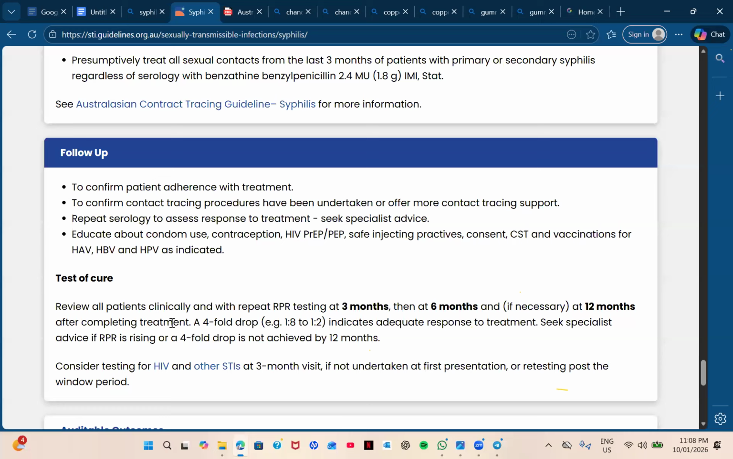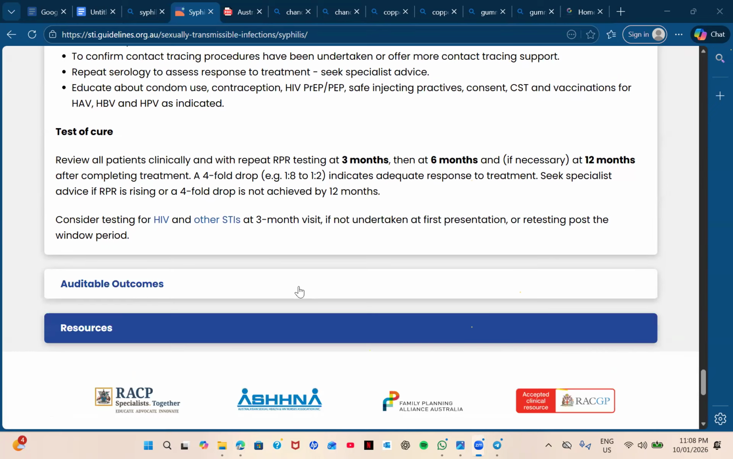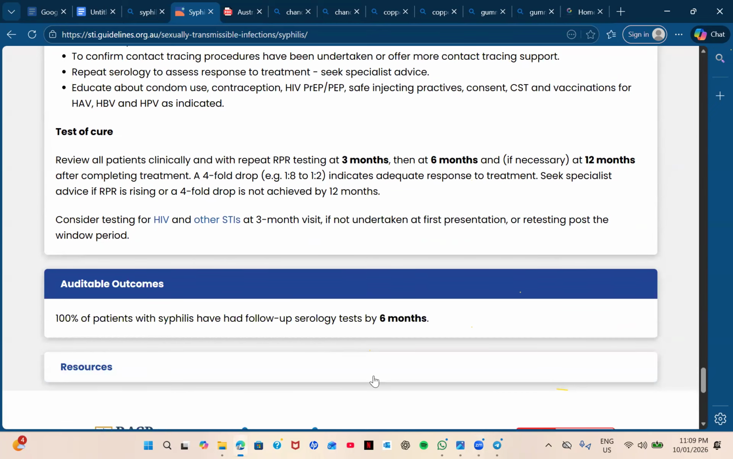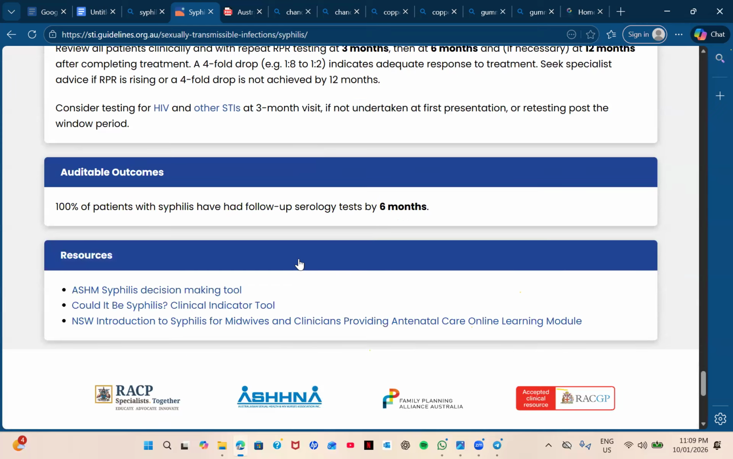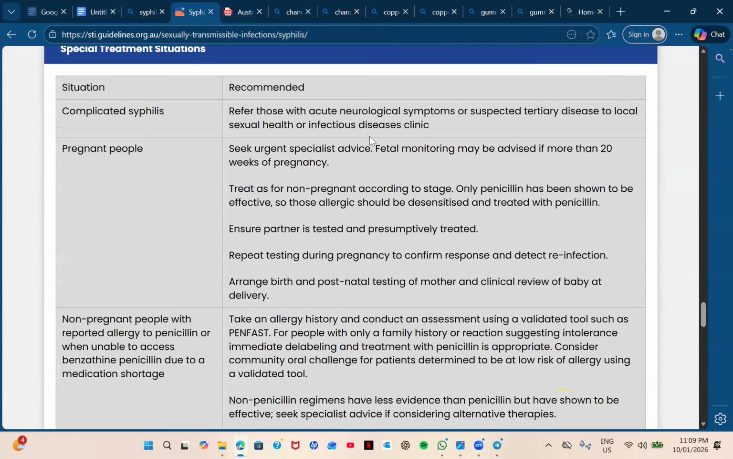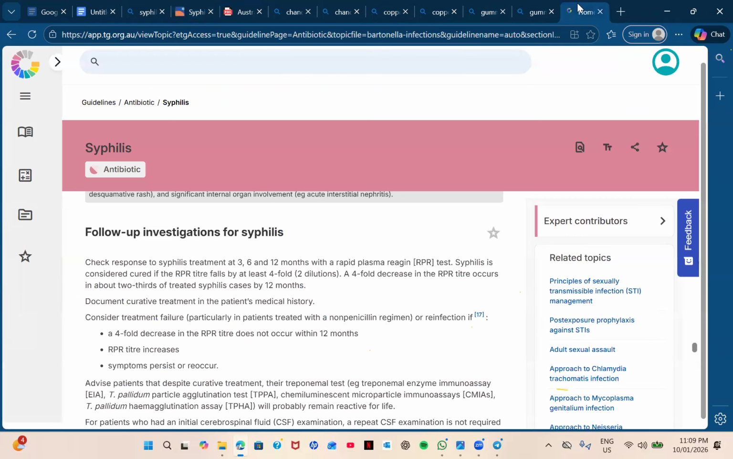Here, review all patients clinically and with repeat RPR test at 3 months, then 6 months, and at 12 months after completing the treatment. Yeah, doctor, you are correct. Okay. Additional outcome. I'll send the therapeutic guideline one as well. Okay. Then it won't be a problem, right?